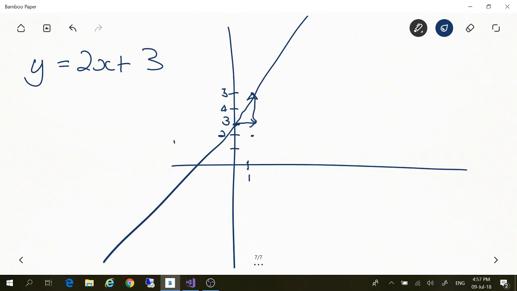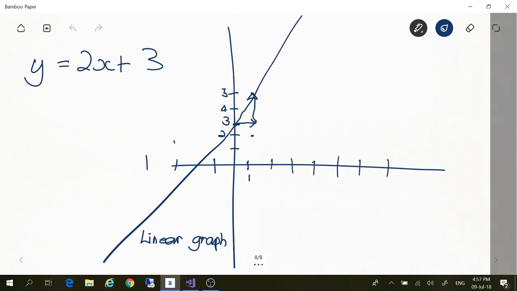Now, if the graph is a straight line, we call this a linear graph. So it's very easy to represent a linear graph, because for every increase we should see the straight line graph in this sense. But what happens if the value is not something like this? If the value is something like y equals 2 to the power of x.